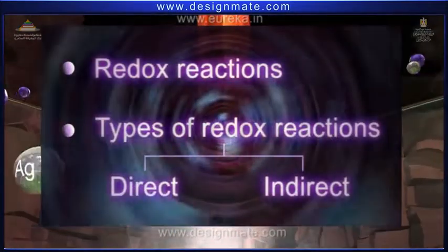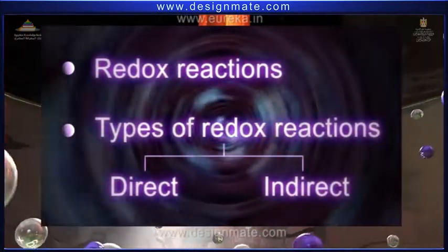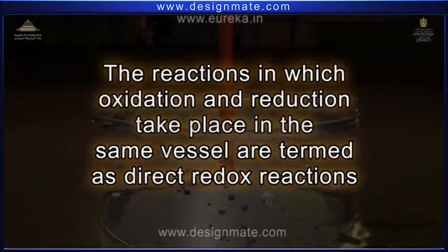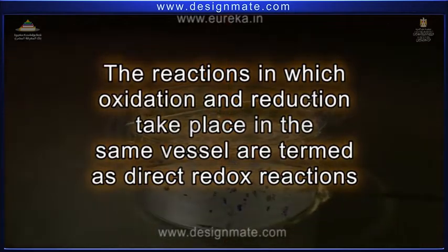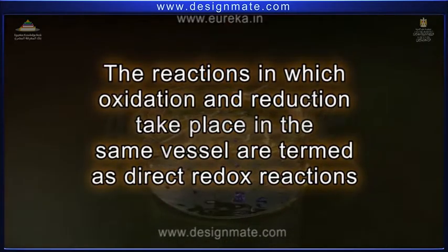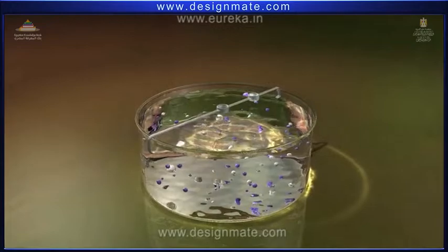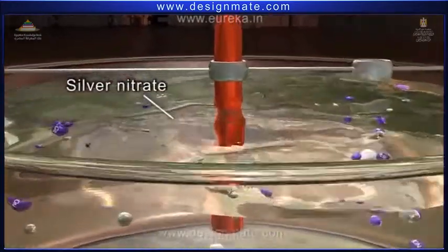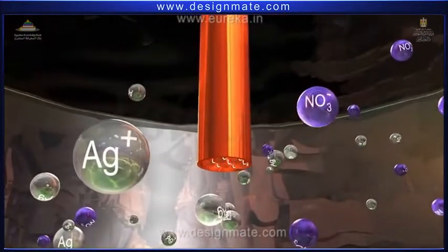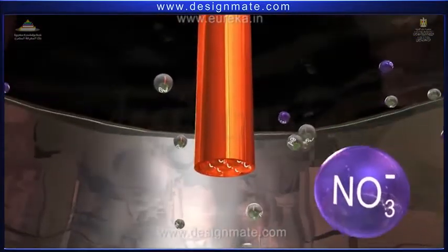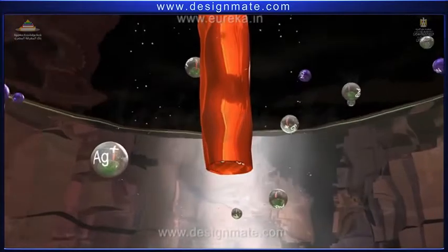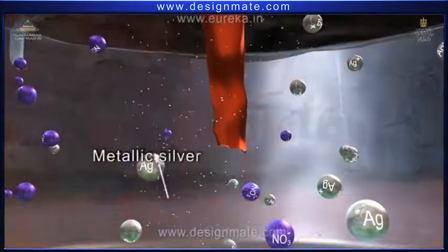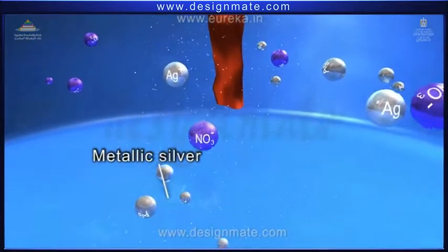Redox reactions are of 2 types. Direct redox reaction. The reactions in which oxidation and reduction take place in the same vessel are termed direct redox reactions. A direct redox reaction takes place when a copper rod is dipped in an aqueous solution of silver nitrate, which is present as Ag+ and nitrate- ions. After some time, it is seen that the copper rod reduces in size and the solution turns bluish, while shiny metallic silver deposits at the bottom of the vessel.